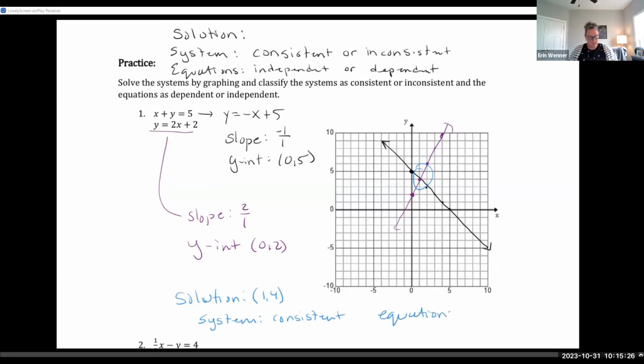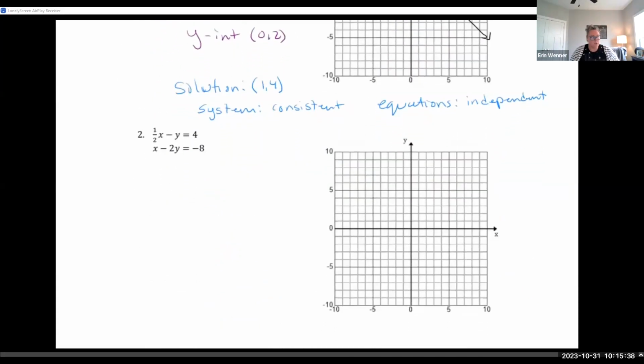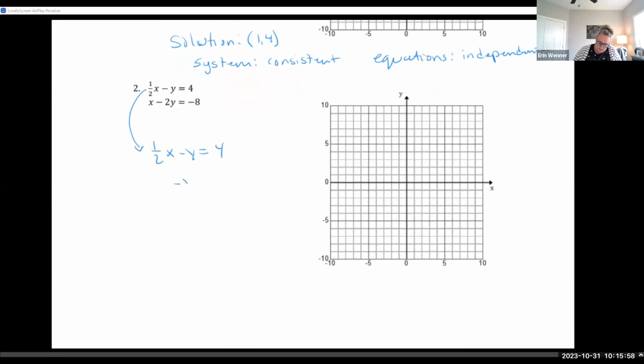So what does it look like if we don't have a solution? Okay, so I'm giving you that hint, I'm giving it away for number 2. We already have that situation here. So like I said, we can isolate our y variables. So if I take this first equation, I have 1/2 x minus y equals 4. I'm going to subtract 1/2 x from both sides, giving me negative y equals negative 1/2 x plus 4.